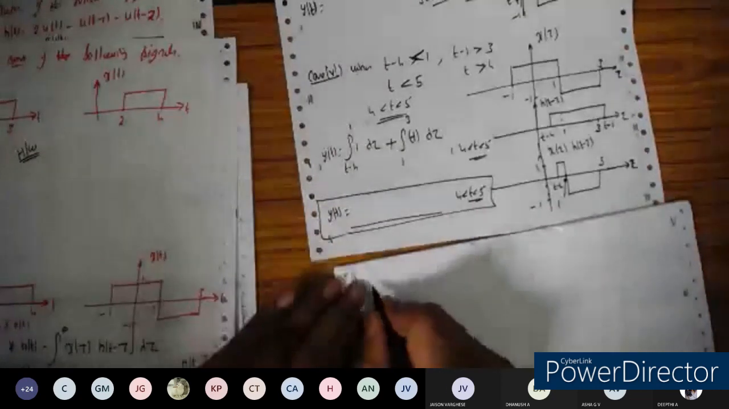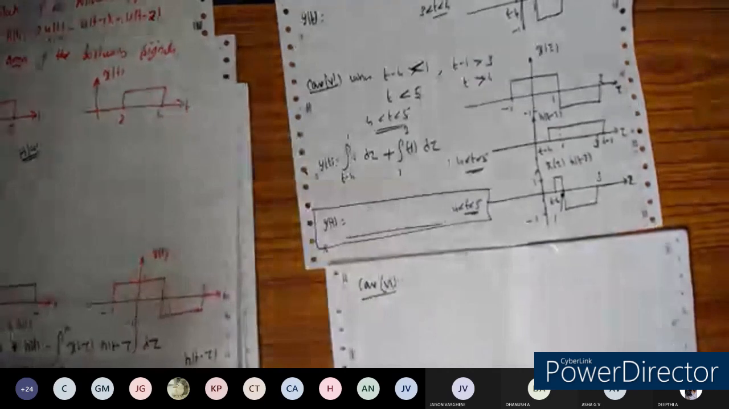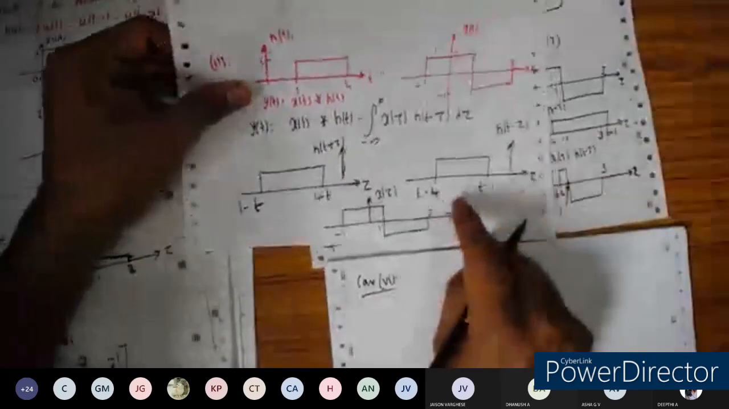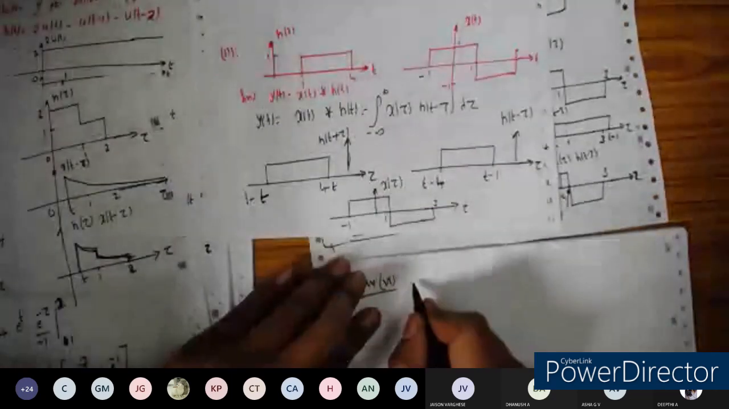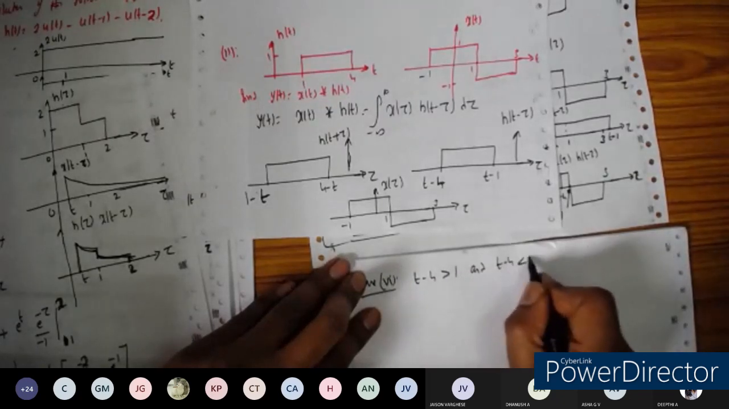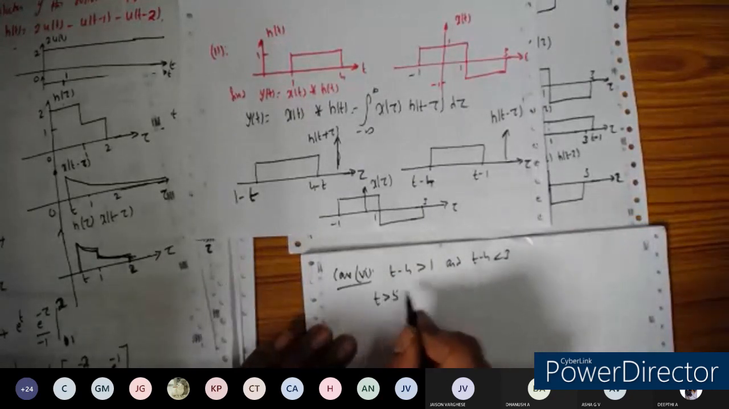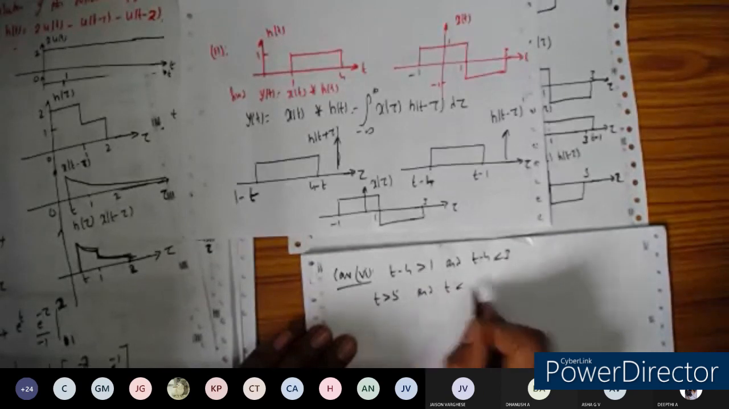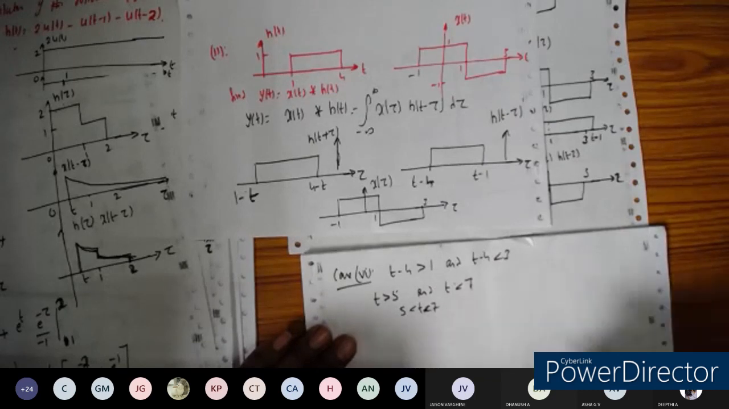Okay, so let me take the next case. Case 6. We are running out of many cases. So the next case is, t minus 4 between 1 to 3. That is, t minus 4 is greater than 1 and t minus 4 is less than 3. So t is greater than 5 and t is less than 7, since the -4 outside becomes 7. So 5 is less than t is less than 7.